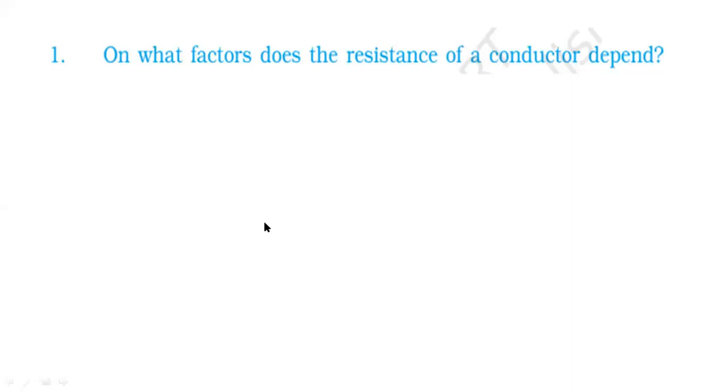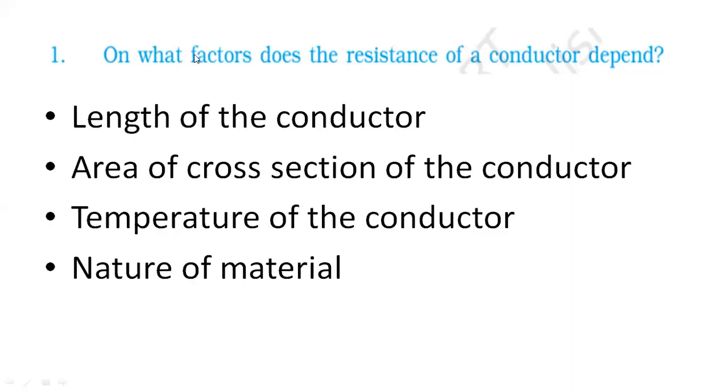The answer is very simple for this question. On what factors does the resistance of a conductor depend? Length, area, temperature and nature. Please write down this answer in your notebook. And also remember, you have to write down the words area of cross section. Cross section means you have cut that particular wire in a circular way to the base. If you have cut a particular object to its base, it means cross section. That is one of the reasons we got the circular face of that wire.